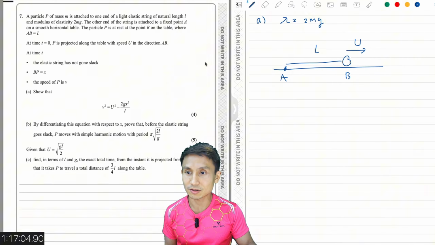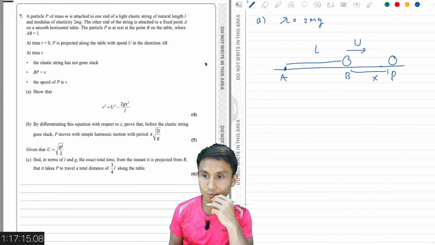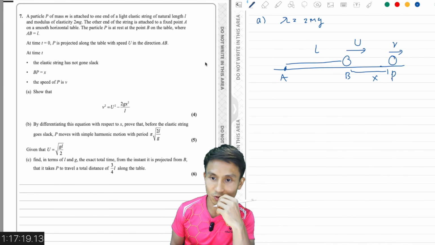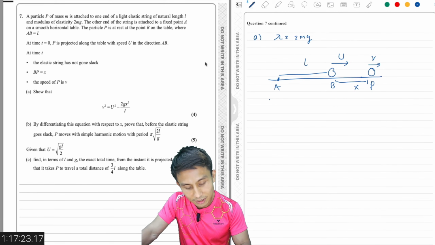P is projected along the string. So it's saying that the particle will move up here, x here. The speed of P is V. So here is V. Show that. Okay, so we use energy conservation again. Conservation of energy. So at B you have kinetic energy. You are transferring that to elastic potential.